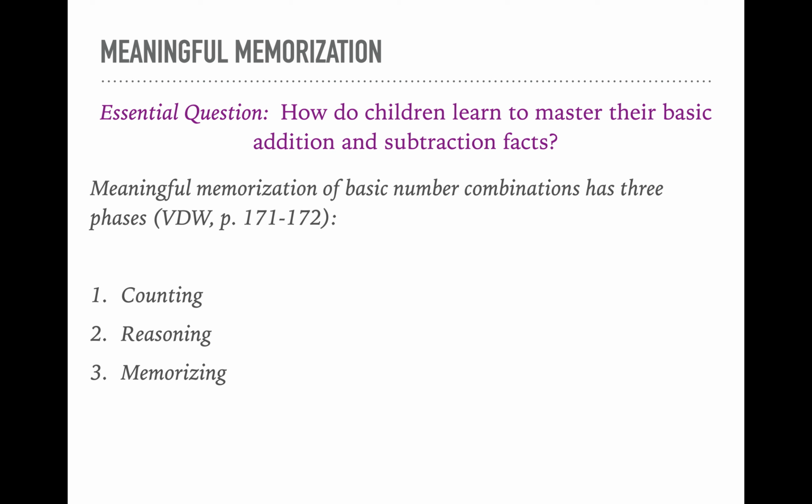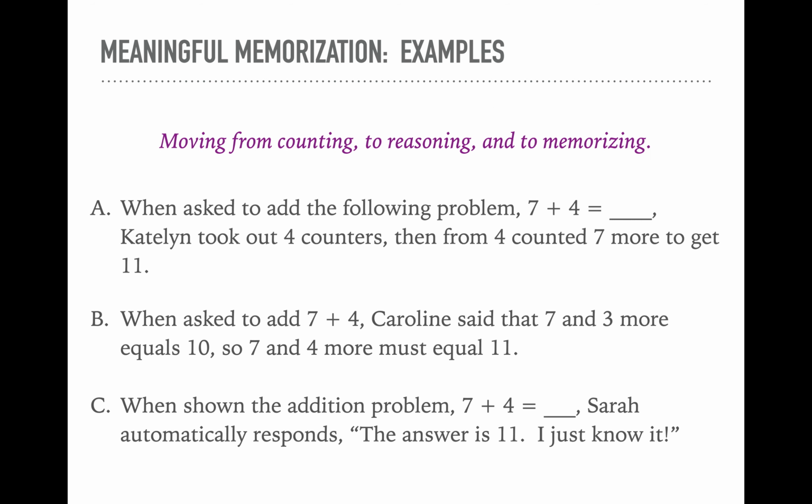But the nice thing is, if I've gone through these phases and I forget it's 17, then I can fall back on reasoning skills to recreate it. So that phase is going to be important, and today we're going to spend a lot of time on the reasoning phase. Again, for clarification, here's an example of going through that. If you look at part A, it's definitely a student in the counting phase. She was thinking of 7 plus 4, took out 4 counters, and then added on 7 more to get 11.